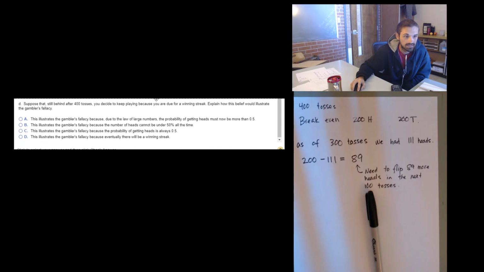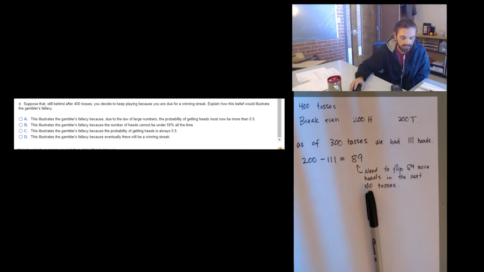Last one of this. Suppose that, still behind after 400 tosses, you decide to keep playing because you are due for a winning streak. Explain how this belief would illustrate the gambler's fallacy. So the gambler's fallacy in its essence says, if you have a string of bad luck, it's a fallacy to think you will have good luck in the future. If you have a string of good luck, it's a fallacy to think you have bad luck in the future.